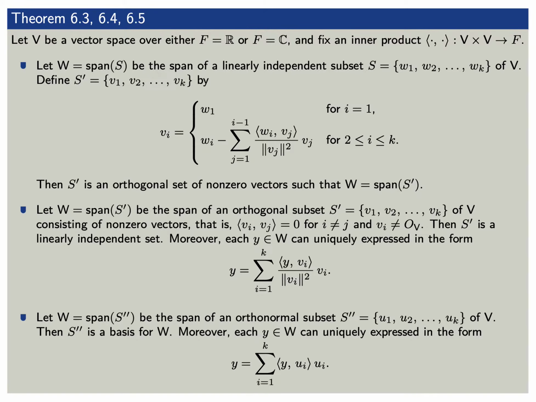Finally, say that our subspace W is the span of S prime prime, which is an orthonormal set. This means that it is an orthogonal set such that the length of each vector Ui is equal to 1. Then S prime prime is a basis for W, and moreover, every vector y in our subspace W can be uniquely expressed in the form that you see here on your screen. This is very similar to the previous statement. The only difference is that the norm of the ui is equal to 1. So there isn't really a denominator to worry about in the linear combination.